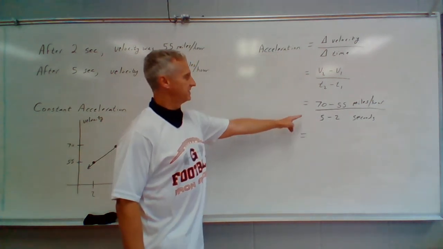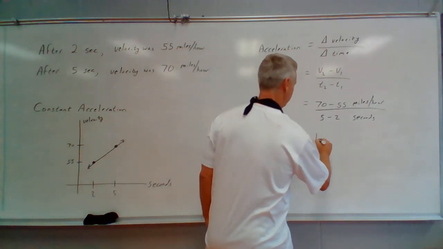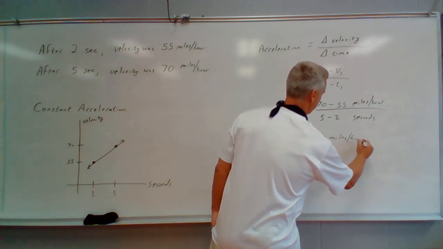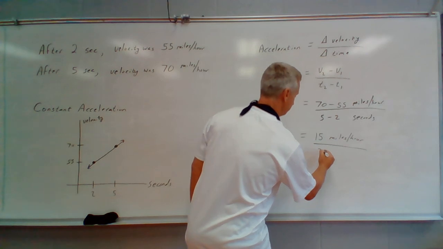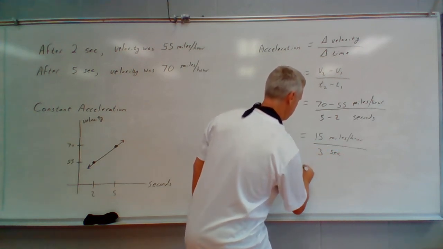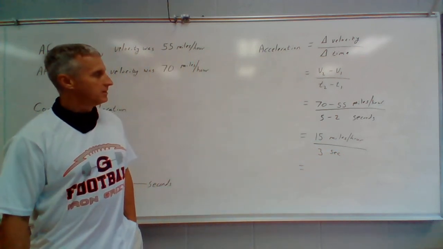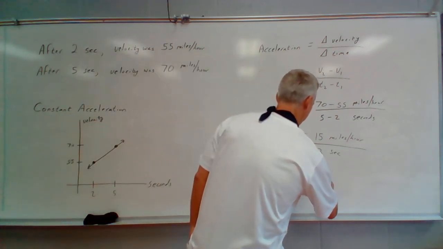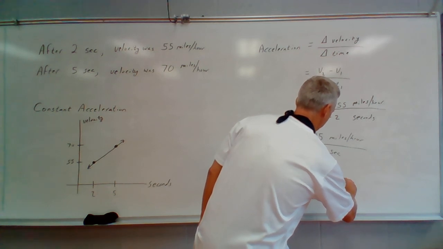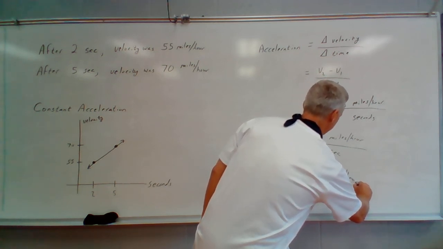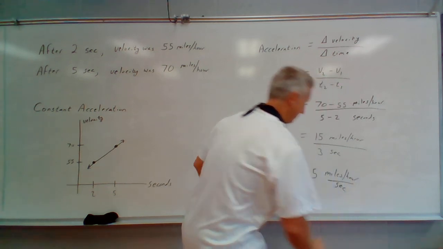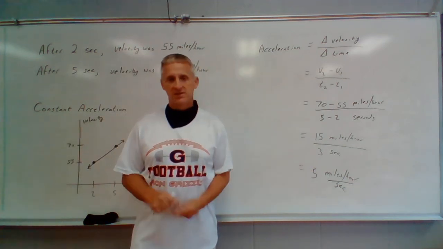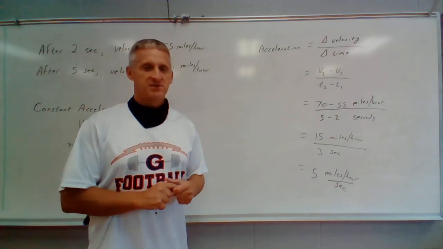All right, we simplify this. 70 minus 55 is 15 miles per hour. And 5 minus 2 is 3 seconds. All right, 15 divided by 3 would be 5. And then our units are miles per hour per second. Okay, so what this means is that every second the velocity was increasing by 5 miles an hour.